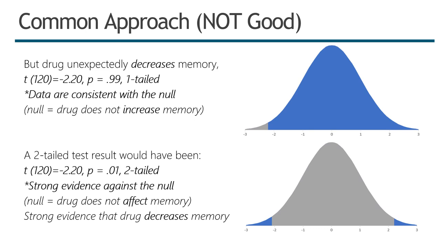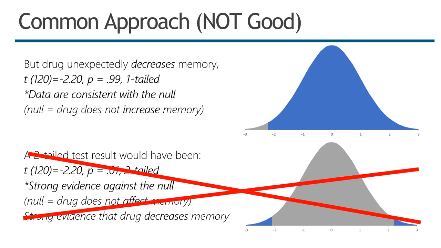However, if they had planned their study to be a two-tailed test, their conclusion would be very different. If they had been testing the two-tailed null hypothesis, that the drug does not affect memory scores, it doesn't change it, increasing it or decreasing it, the same outcome would have a p-value of 0.01, which would be strong evidence against the null. Of course, it's a different null hypothesis. Here they would have strong evidence that the drug actually decreases memory.